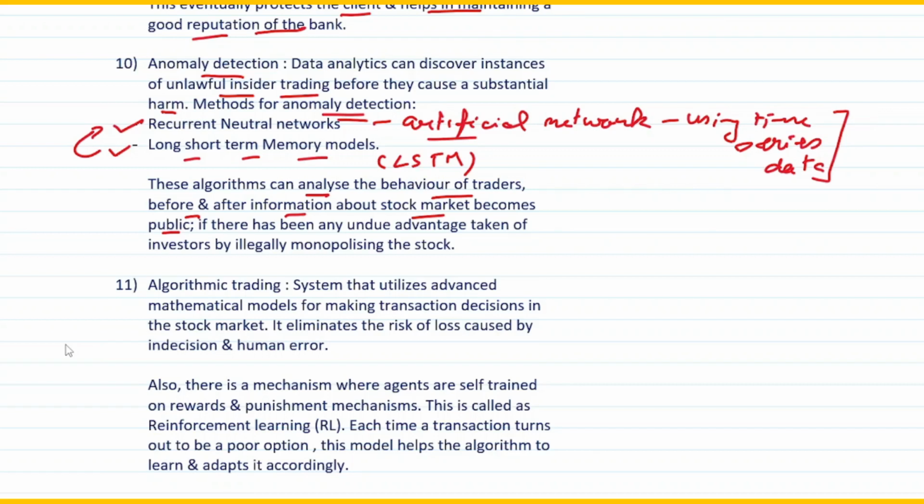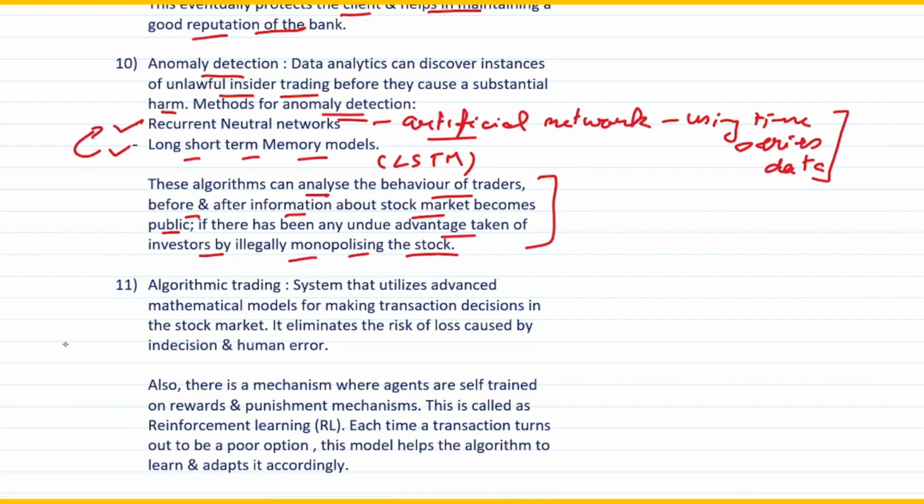If there is any undue advantage taken of investors by illegally monopolizing the stock, right? So basically, if any operator has manipulated the stock just by knowing the insider information, in that case, this anomaly detection comes very handy. Now, how do they catch them? They catch them through two mechanisms. One is recurrent neural network, or long short-term memory models, right? So this is more than sufficient for you to remember about anomaly detection, right?